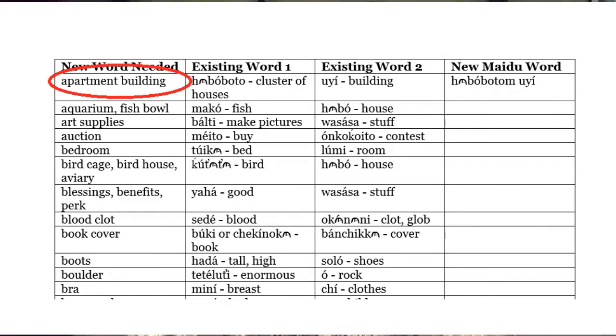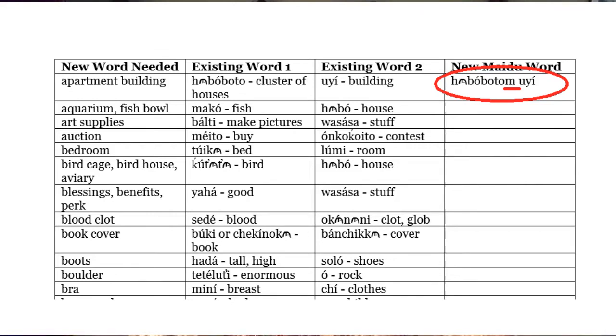We don't have a Maidu word for apartment building. But if we take a word we do have, huboboto, a cluster of houses, and add another word we do have, uyi, building, we could create the word for apartment building just by tying these two together with an M. Hubobotom uyi.